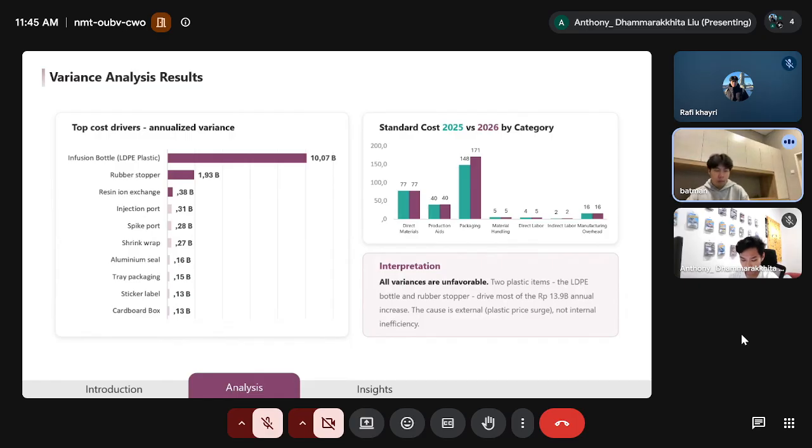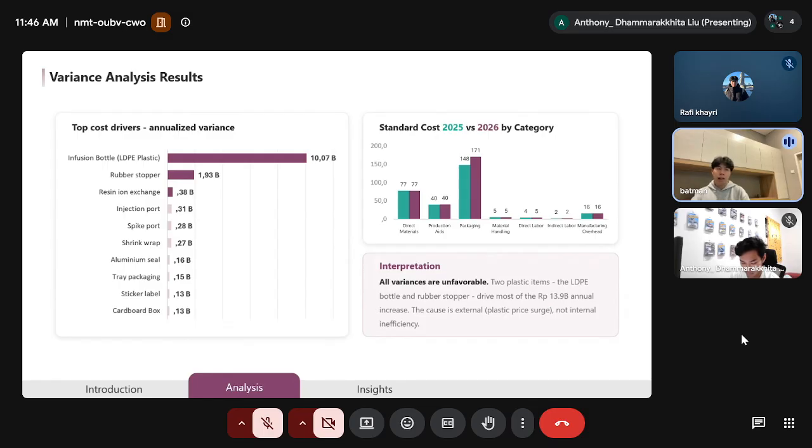Okay, so in this slideshow, our result, there are 2 charts here. The chart on the left shows the top cost drivers on an annual basis. Each bar represents one material, and the length of the bar shows how much extra cost was created in 1 year. As you can see, the 2 tallest bars are the LDPE plastic bottle and the rubber stopper. Together, these 2 plastic items cost the most of the increase.